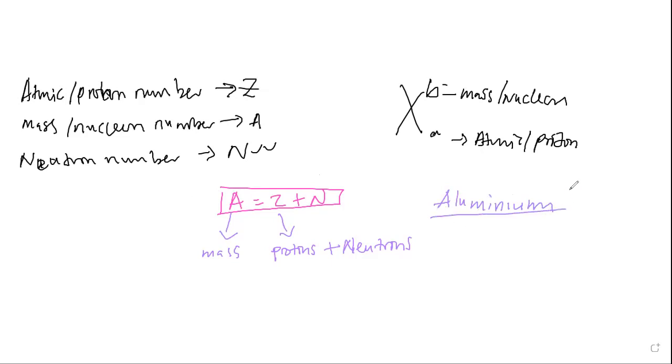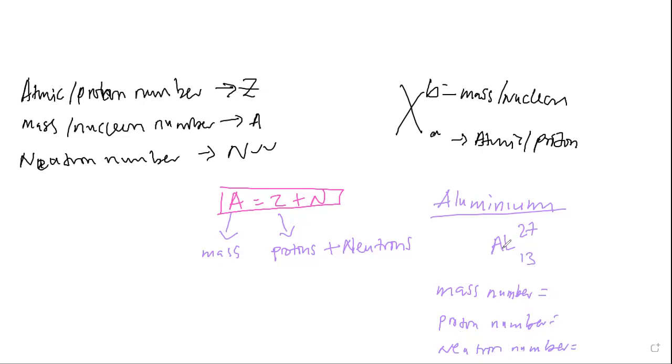Okay, so if we check for aluminium on the periodic table, it's written as Al, 27, 13. Then for this element, they will ask you to find the mass number. They'll ask you to find the proton number. They'll ask you to find the neutron number.